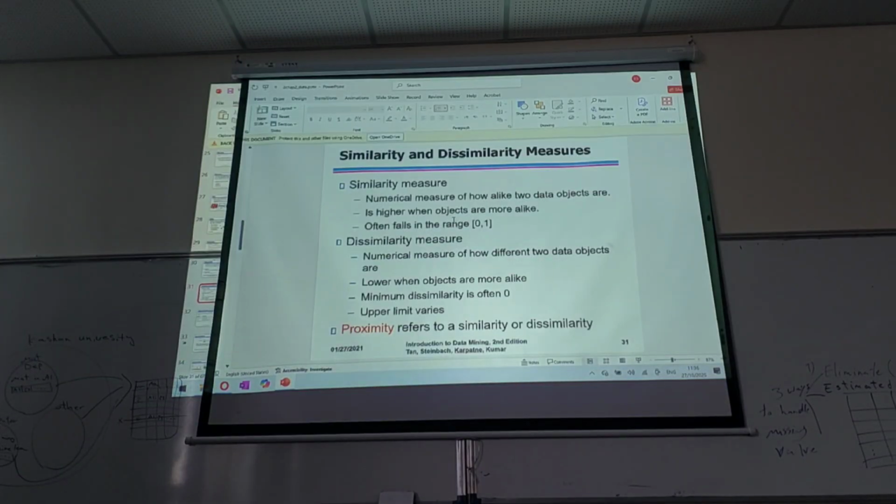Similarity. For the next lecture, we can continue from this slide. Similarity and dissimilarity.